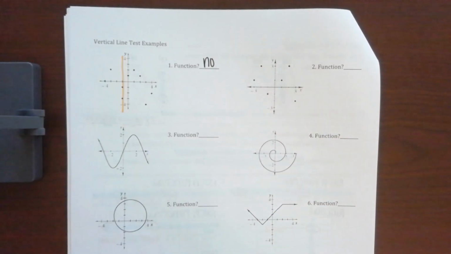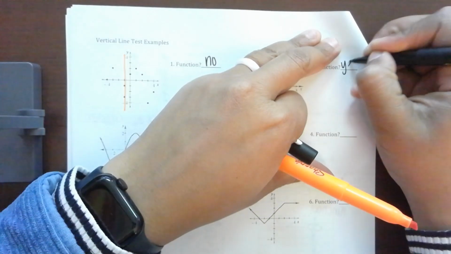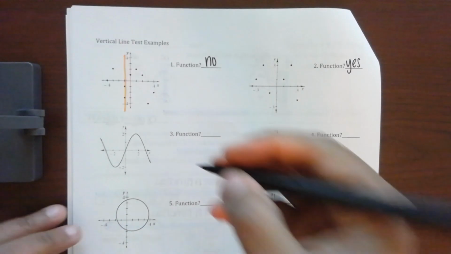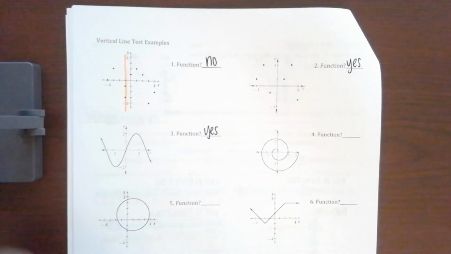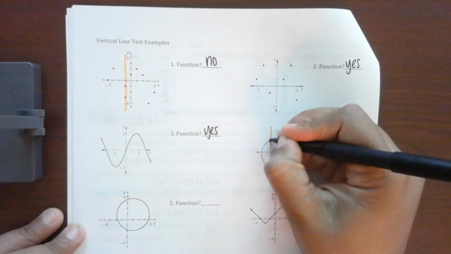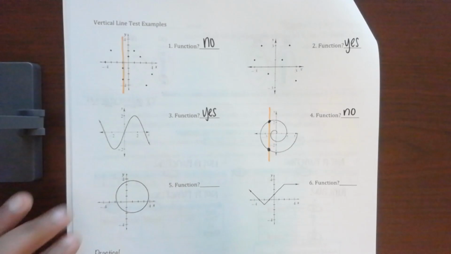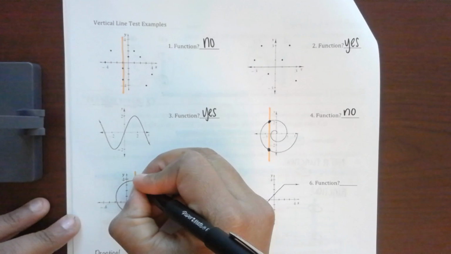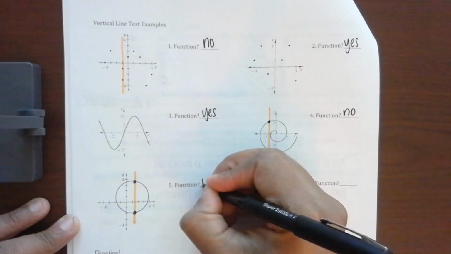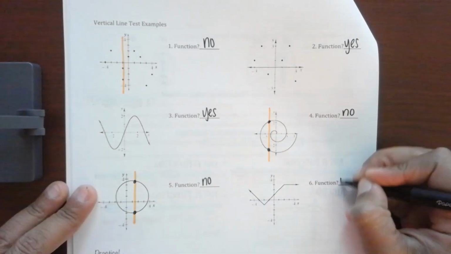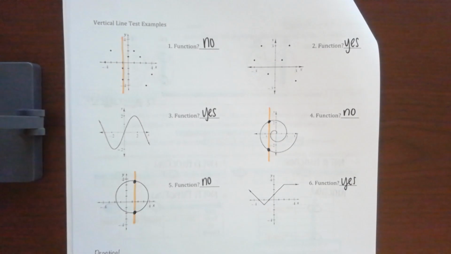What about number 2? Yes, because none of them repeat. What about number 3? Yes, because do any of them repeat? What about 4? No, because if I draw one line right there, how many times does it hit it? What about 5? Again, one line tells me it hits it how many times? And what about 6? Yes, because it doesn't matter what I draw, it's going to hit it once. Any questions? How do we feel?